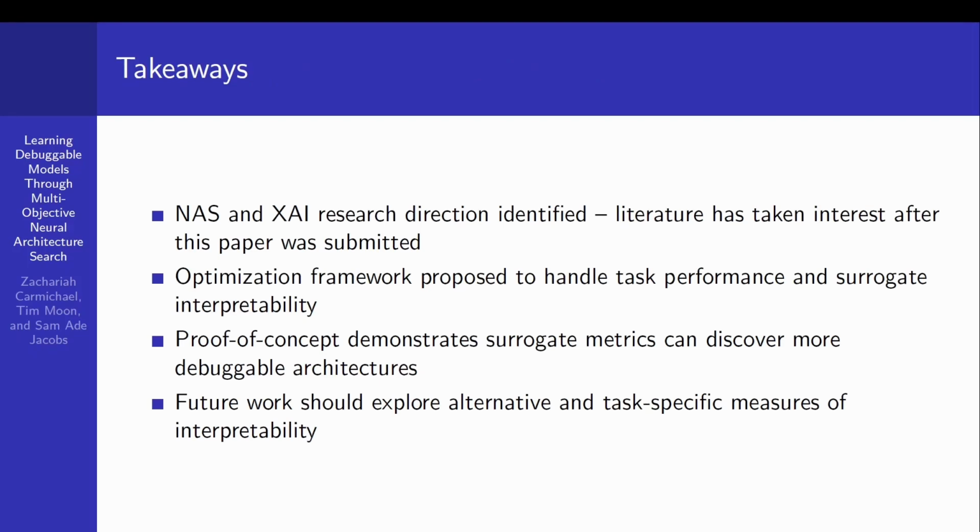So this is a new research direction. It's still new. In the proof of concept, we show that surrogate metrics can be used to give more debuggable architectures, and future work should explore alternative and task-specific measures of interpretability.